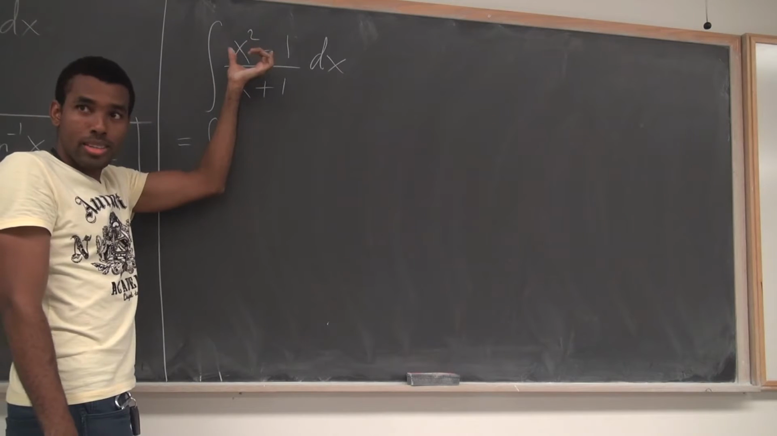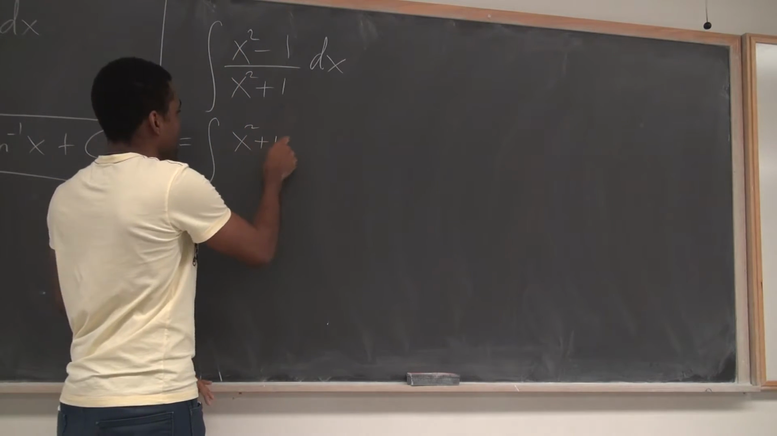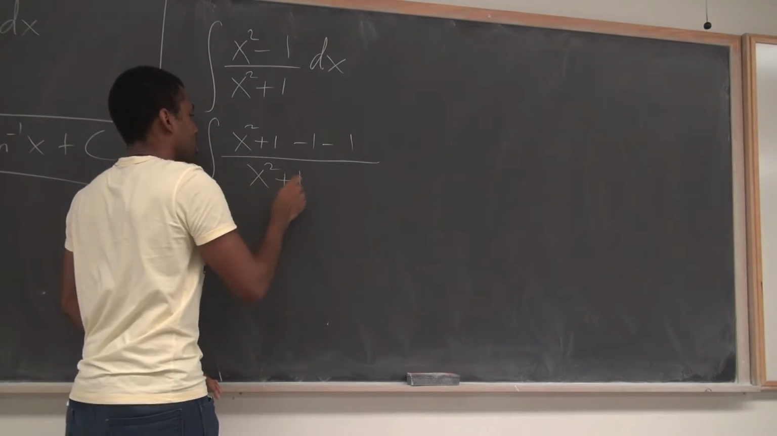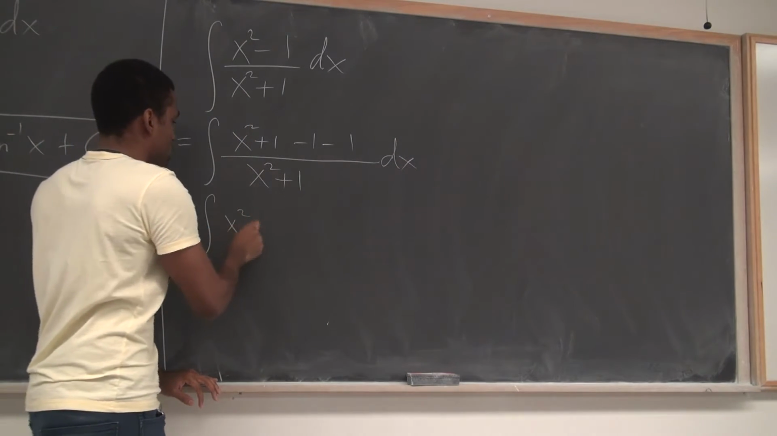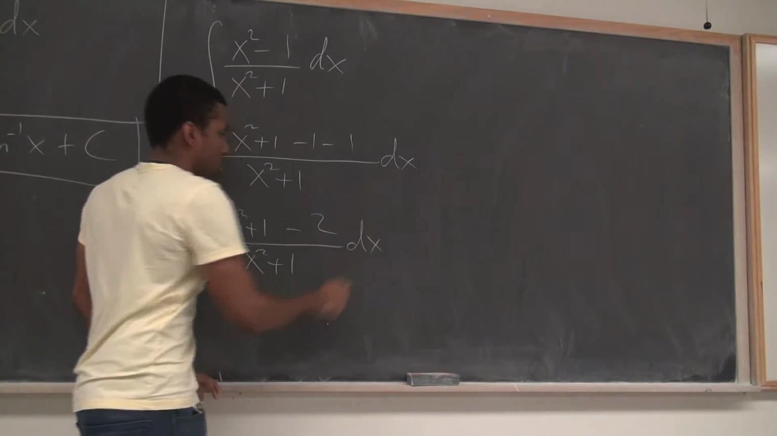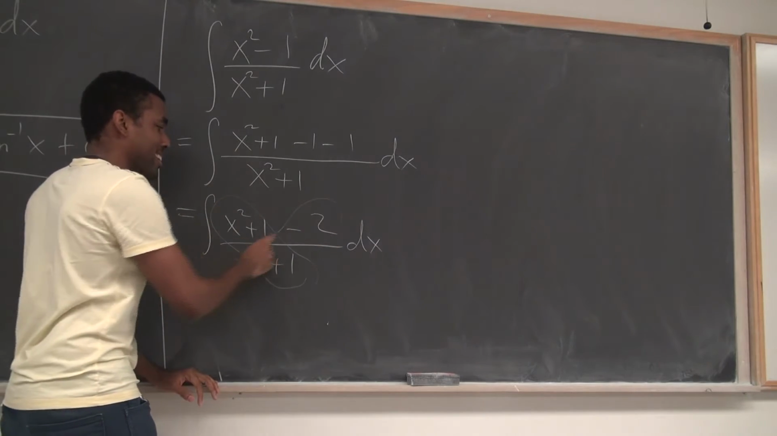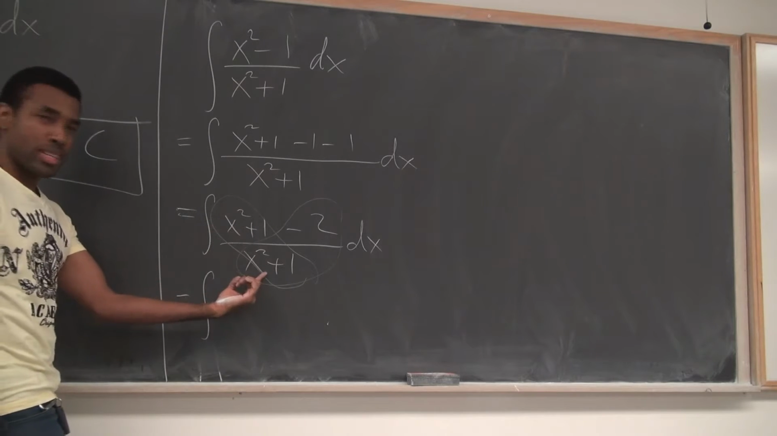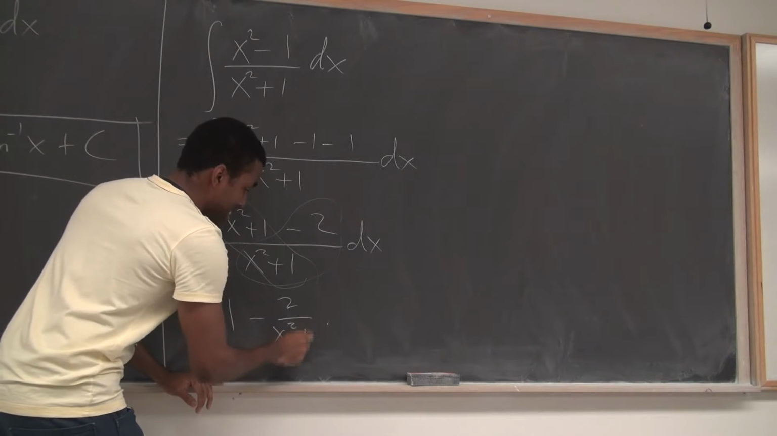How would I do that? X squared plus 1 minus 1. Exactly. So I go x squared plus 1 minus 1. This simplifies to x squared plus 1 minus 2. You see where I'm going with this? You can split the fractions now. X squared plus 1 over x squared plus 1 is 1, and then minus 2 over this. See, it is sneaky, but it's cool.